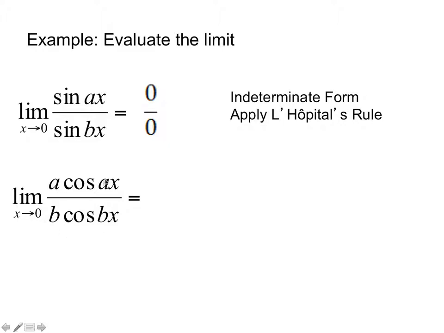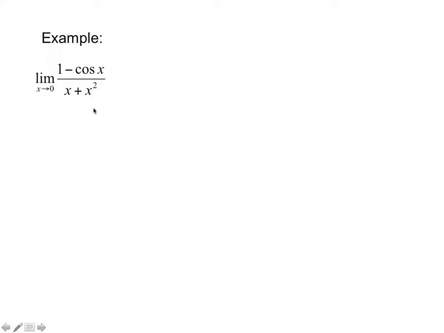Now substituting in 0 for the x values here, cosine of 0 is 1, so we get the ratio of a over b. So this limit is a over b. So if a were 5 and b were 2, this limit would be 5 halves. Let's take a look at this.